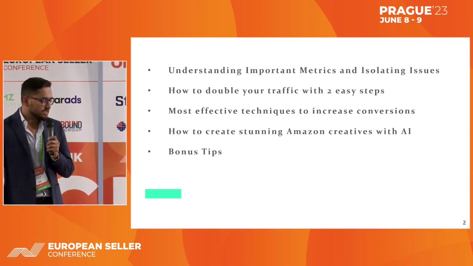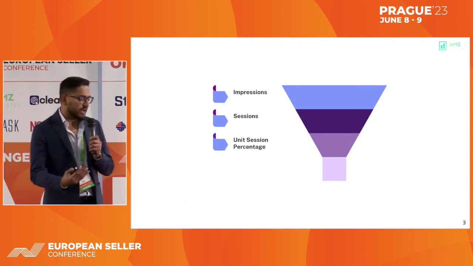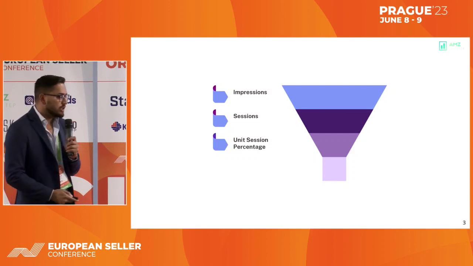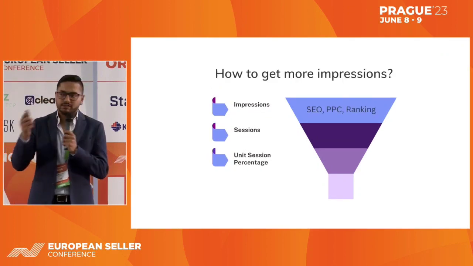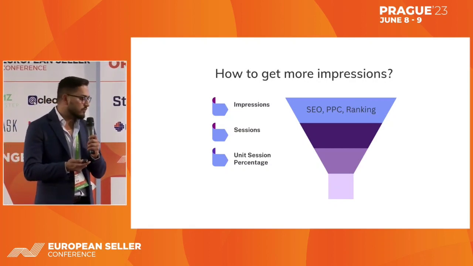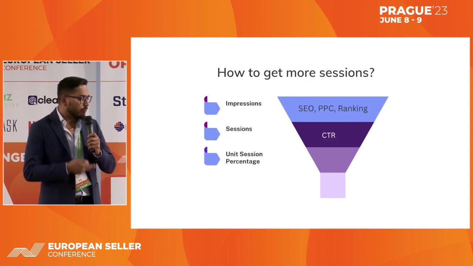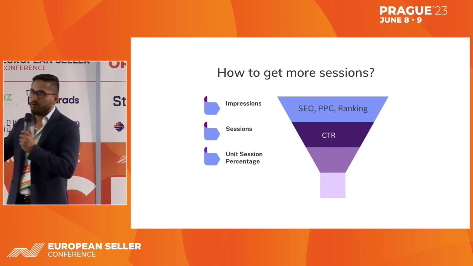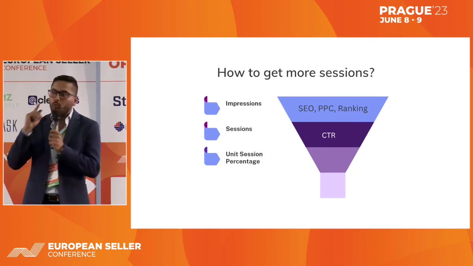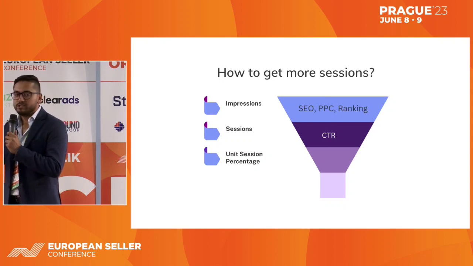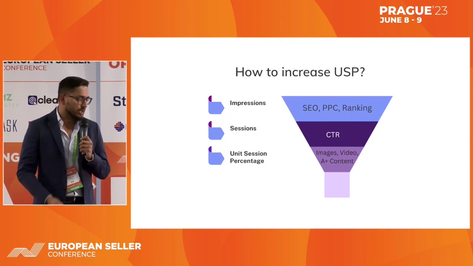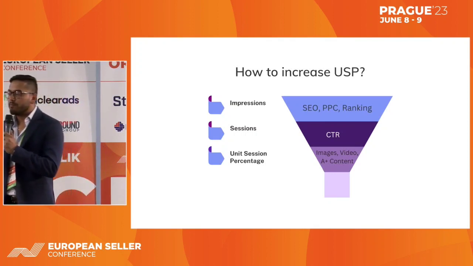So as Amazon sellers, you understand these basic metrics like impressions, sessions, and unit session percentage. If you want to get more impressions, the first thing you need is good SEO, good ranking, and a good PPC strategy. If you want more sessions, you can either drive traffic externally, or if you want extra traffic on Amazon, there's only one way to get more traffic, which is the CTR. And if you want more unit session percentage, you can do great images, videos, A plus content, and copy.